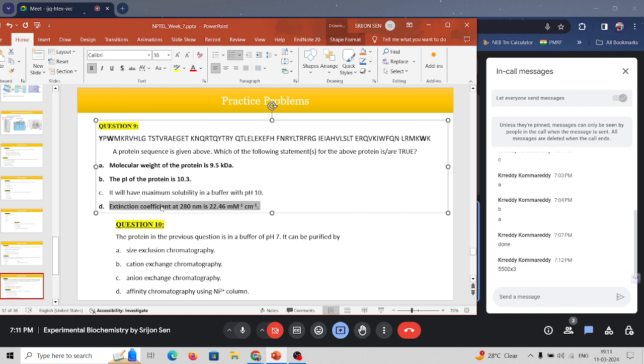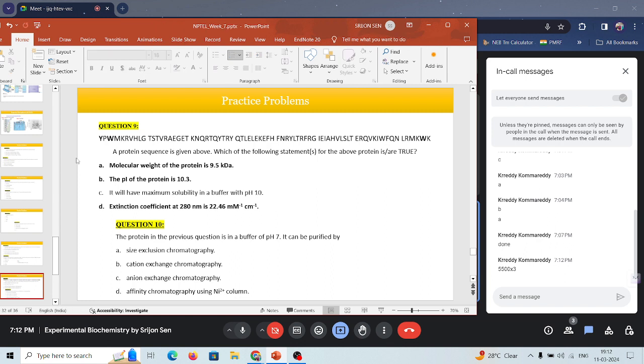Okay, so the molar extinction coefficient is 20.22460 molar inverse centimeter inverse. The pI is 10.3, and the molecular weight is 9.5 kilodaltons. So all the three options would be correct, but mostly this question won't be there in your exam, because you have to use different tools. More than calculating it mentally, you have software that can give the different characteristics of the proteins when you give the amino acid sequence.